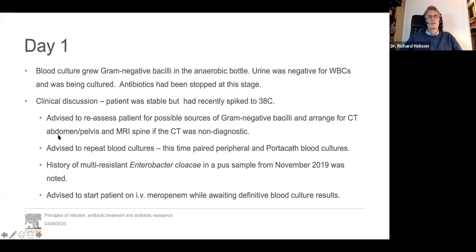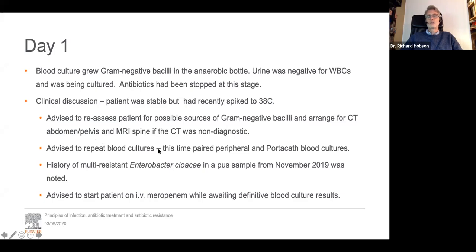At this stage, there was a clinical discussion. Because we've grown a gram-negative bacillus in a blood culture bottle, it was advised to reassess the patient for possible sources of gram-negative bacilli, arrange for CT of her abdomen, pelvis, and MRI spine if the CT was non-diagnostic. So you can see that this illustrates a medical setting where these tests are easily available.